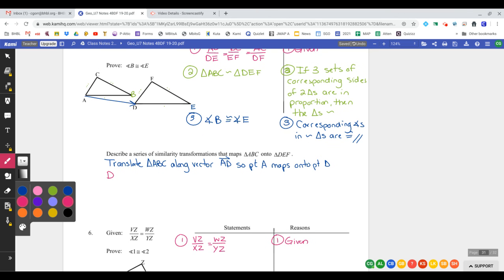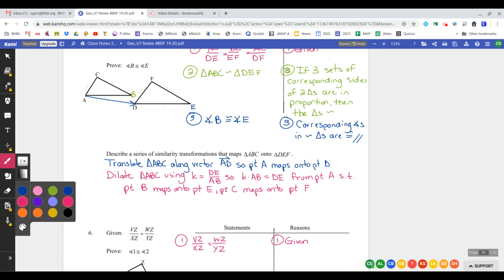Okay? Now, once I translate that, I need to use some sort of dilation. So we are going to dilate triangle ABC using a scale factor, and I'm going to say DE over AB, and again, I can pick any corresponding sides that I want there, so that if I multiply my scale factor times my small side, I get my large side, and we're dilating this from point A or D, such that point B maps onto point E, and point C maps onto point F.